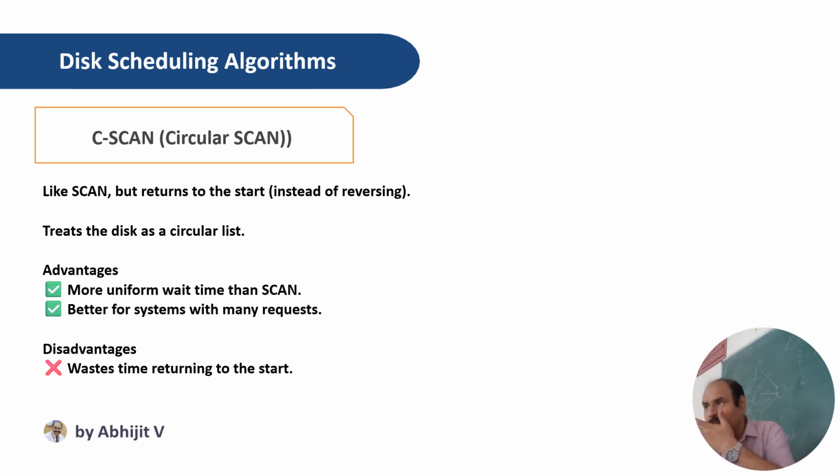C-scan or circular scan, another type of disk algorithm. Instead of reversing, like what happens in the previous one, it returns to the start and then scans. This is circular scan, the other one is scan elevator. That means depending upon whichever is available, that is done first. More uniform, this is slightly advanced.